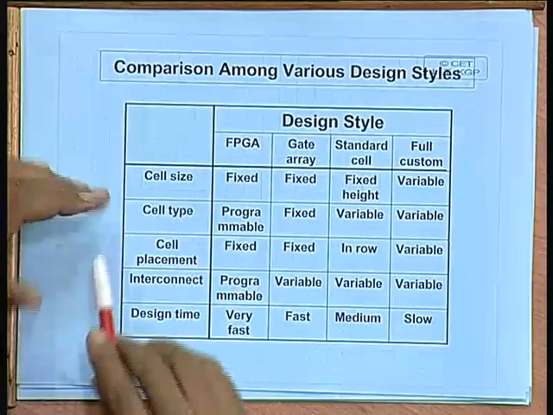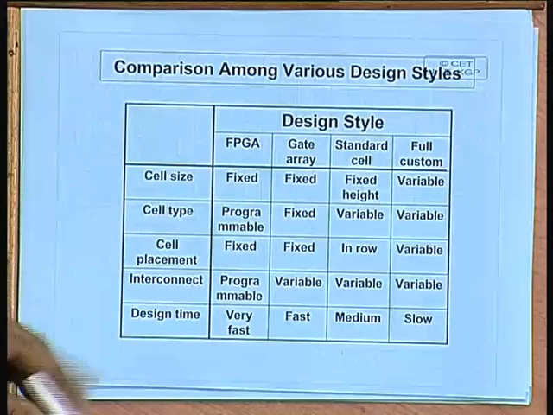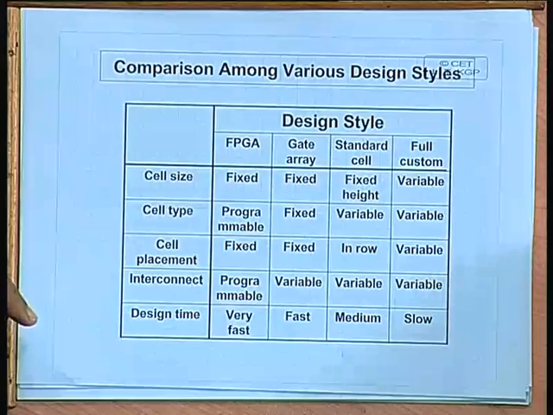So, looking at the spectrum, you can really look at what you want. You need speed, you need fast design turnaround time. Typically when you are doing a big design, you first do a prototyping on FPGA, and if it works according to your need, then you can go for a full ASIC design, typically using standard cells.